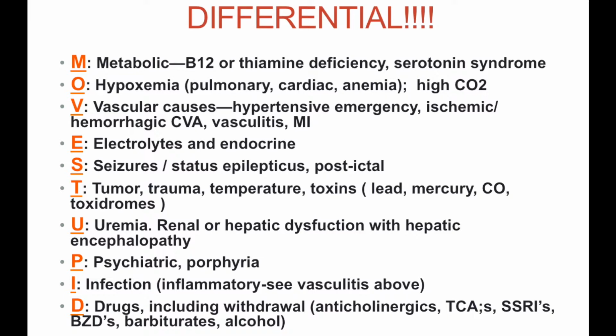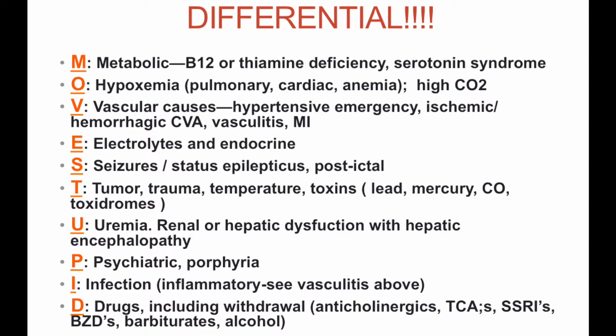T is for tumor, trauma, temperatures, toxins: lead, mercury, carbon monoxide poisoning, any of the toxidromes that patients may have if they're farmers and they've had some sort of ingestion of some sort of fertilizer. There's a lot of different toxidromes that patients can present with, and we look for that in their physical exam.